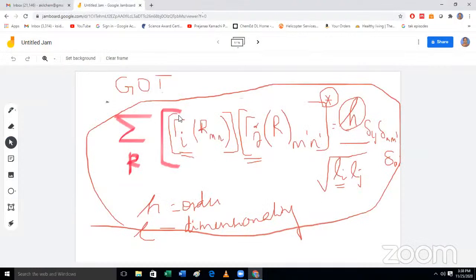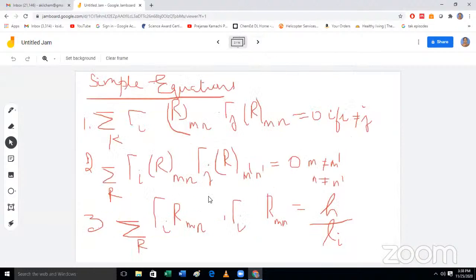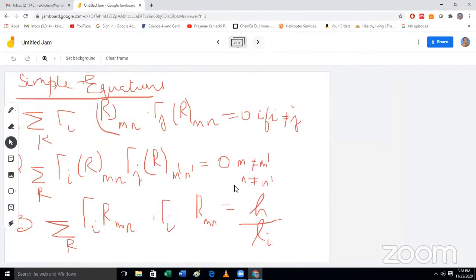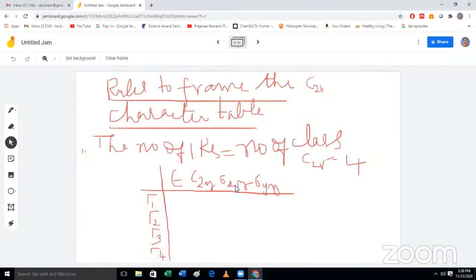Hope you all will remember the great orthogonality theorem. The consequence of which, we tried to find out the simple equations applying this great orthogonality theorem. It's three equations. Hope you remember these three also. Now when the rows and columns are different, it is going to be 0. Otherwise, it's going to be h by l.